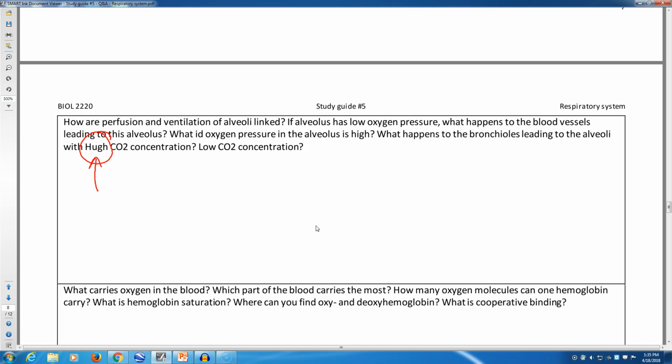Think about this. You have an alveolus. It has a lot of CO2. If CO2 is high, oxygen levels are low. So in this alveolus, perfusion is diminished, but bronchioles start to dilate. CO2 leaves the alveolus. What happens to the oxygen concentration? It goes up. As it goes up, bronchiole constricts, but arterioles dilate and increase perfusion. So it's a balance all the time. Are we good? Clear? Fantastic. What carries oxygen in the blood?